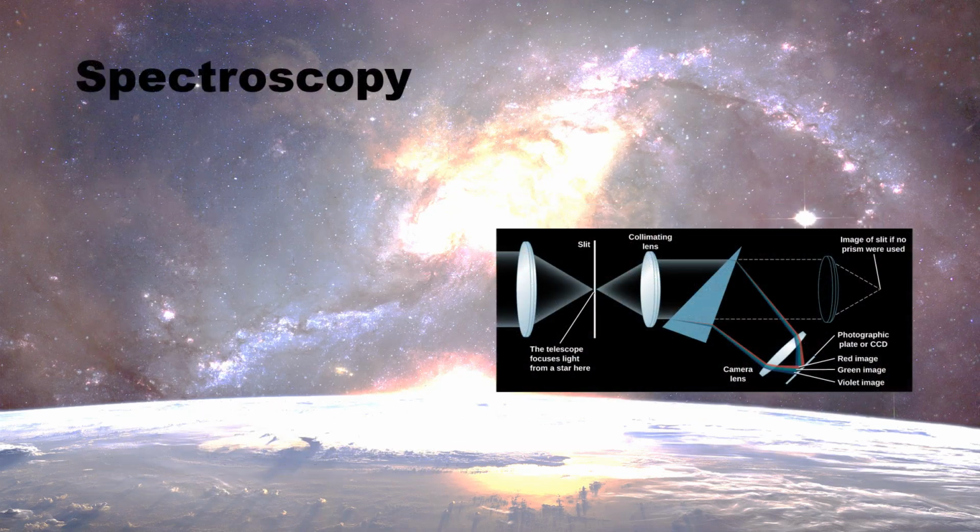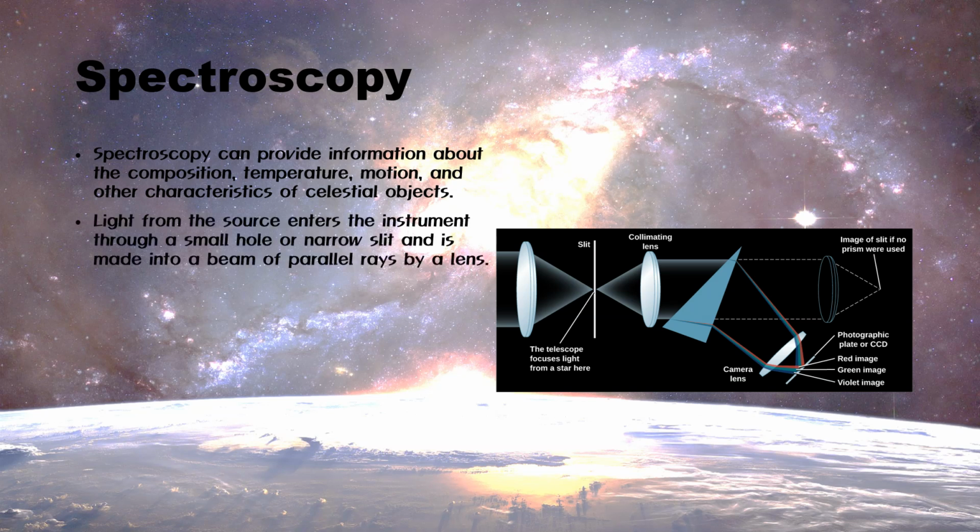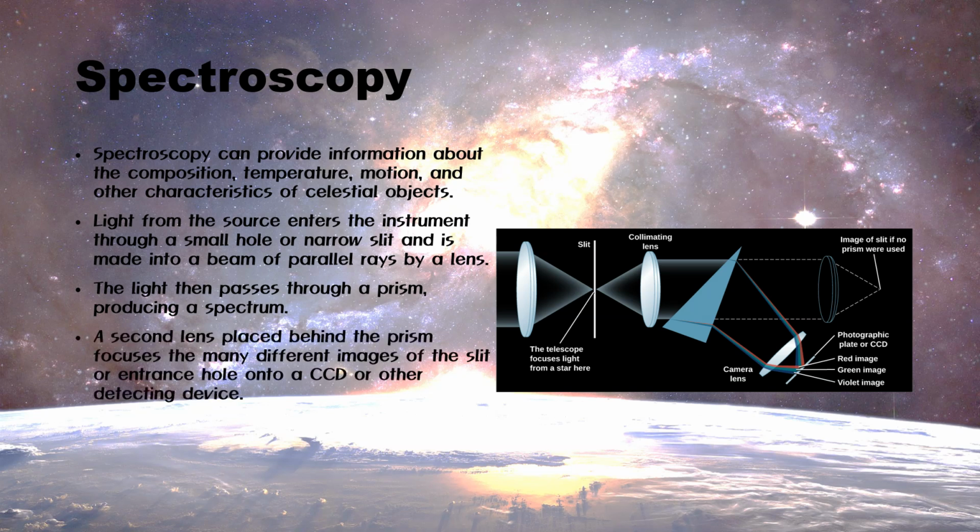And of course, this is where our friend spectroscopy can start coming in. So this provides information about the composition, temperature, motion, and other characteristics of celestial objects. Light from the source enters the instrument through a small hole or narrow slit and is made into a beam of parallel rays by a lens. The light then passes through a prism, producing our spectrum. Now, a second lens can be placed behind the prism to focus the many different images of the slit or hole into a CCD or other detecting device. Now, this collection of images is the spectrum that astronomers can then analyze.